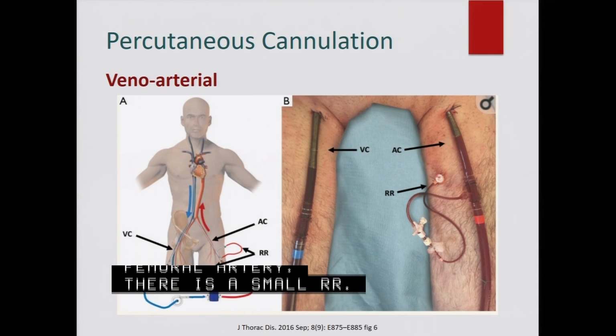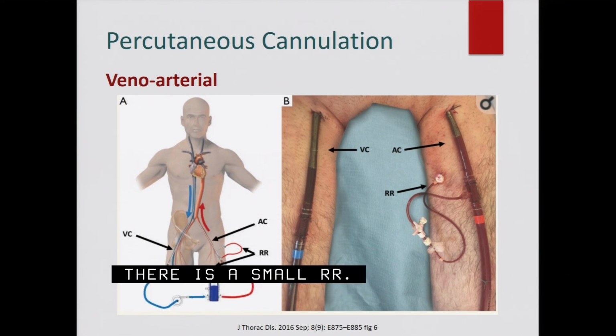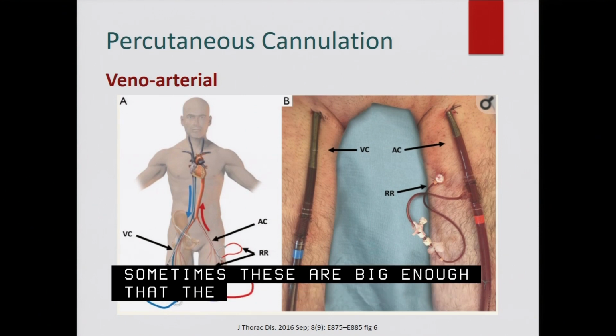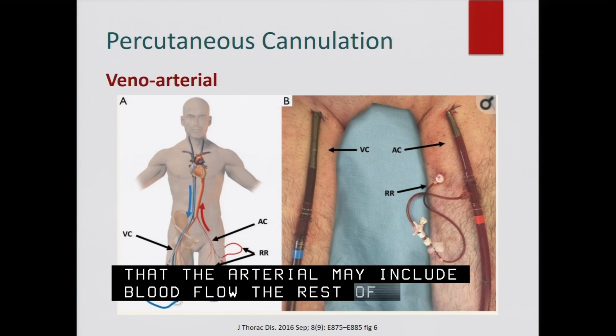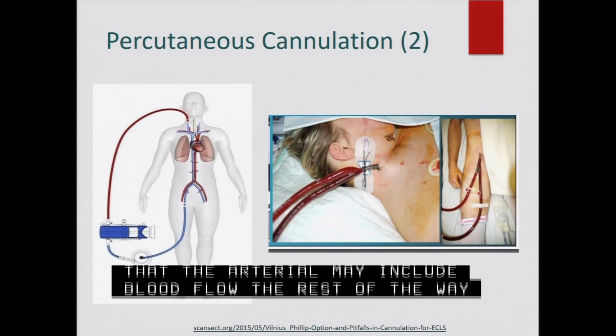There's a small RR, which is a return cannula that's in the superficial femoral artery to provide blood flow to the limb. Sometimes these cannulas, as I said, are big enough that the arterial cannula may occlude blood flow to the rest of the leg. And so you provide blood flow down the superficial artery with that small little RR cannula.